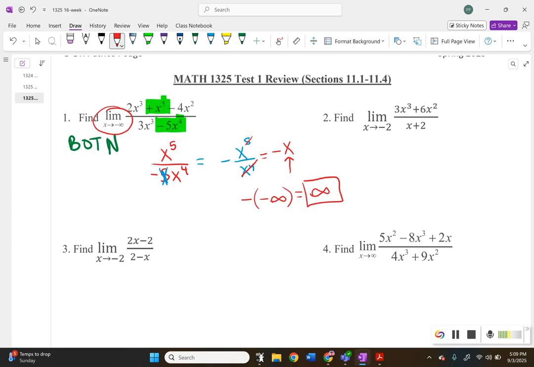Number 2, the limit as x approaches negative 2. That's a constant number. So the first thing I try to do here is try to just plug it in. But negative 2 plus 2 is 0, and that would make me divide by 0. So what I do then is I factor, cancel, try again.